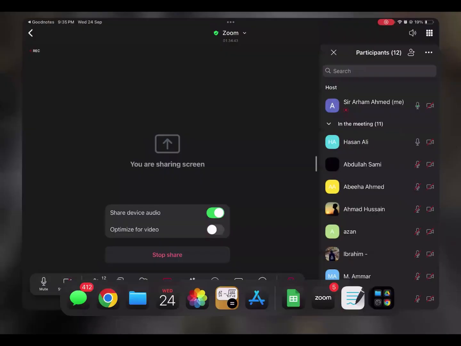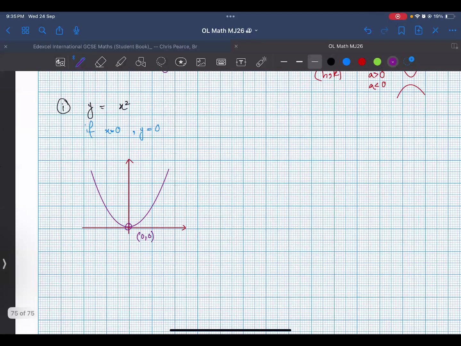So this is your basic, the most basic graph of a quadratic. y is equal to x square, and it is like this. The turning point, the x-intercept, the y-intercept, everything is the same: 0, 0. And your coefficient is positive. Look, ax square. So a is equal to 1, which is positive.